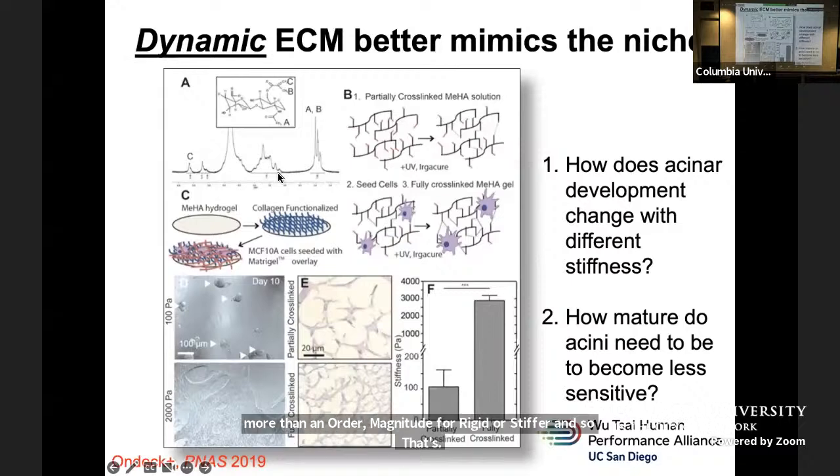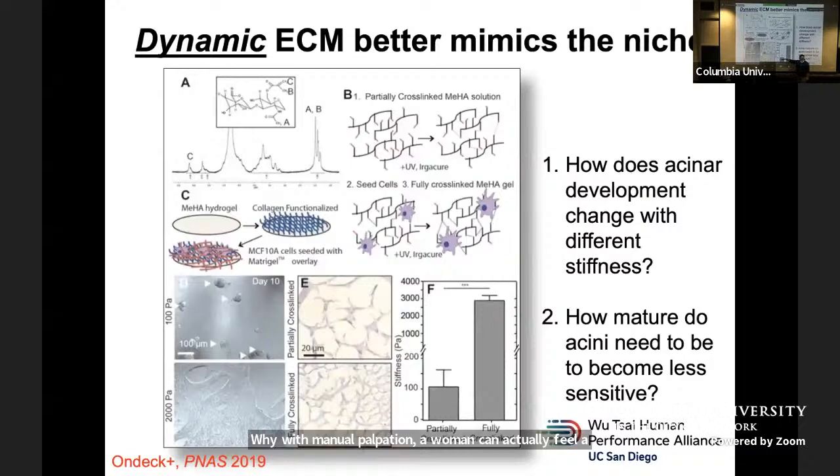What this allows us to do is to undergo sequential polymerization. So you can see that we start out at a relatively low Young's modulus, around 100 Pascal, and then we can stiffen that, say, 30-fold or 40-fold up to something that looks like a normal tumor microenvironment might exist. So we asked two really important questions. The first is, how does acinar development change with different stiffnesses? Again, acinar development means the three-dimensional buds at the end of milk ducts. And then the other question is, how mature do these acini need to be before they become less sensitive to these changes around them?